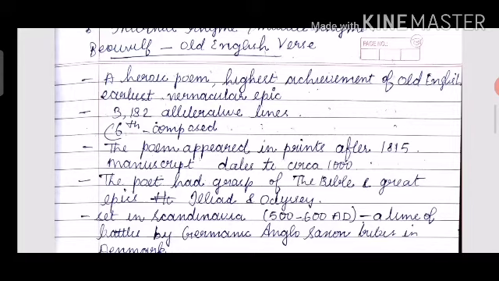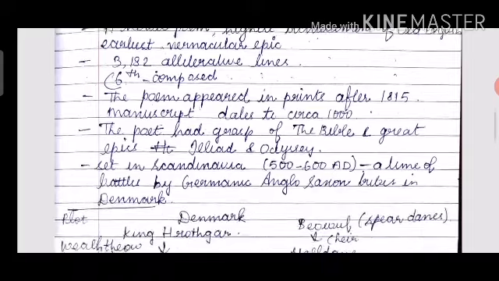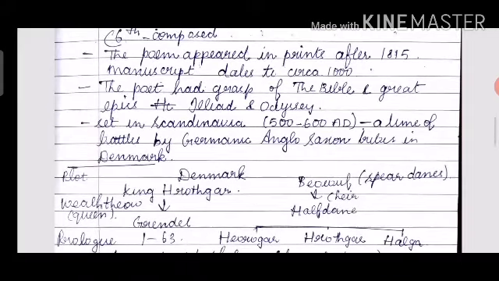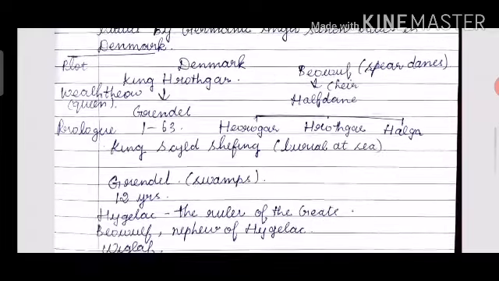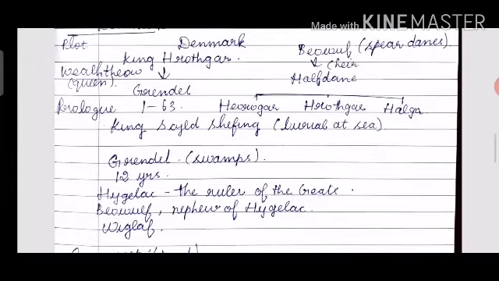The poet had a grasp of the Bible and the great epics Iliad and Odyssey. Beowulf is set in Scandinavia between 500 to 600 AD, a time when battles by Germanic Anglo-Saxon tribes were taking place in Denmark. The plot happens in Denmark where King Hrothgar and Queen Wealhtheow are ruling.